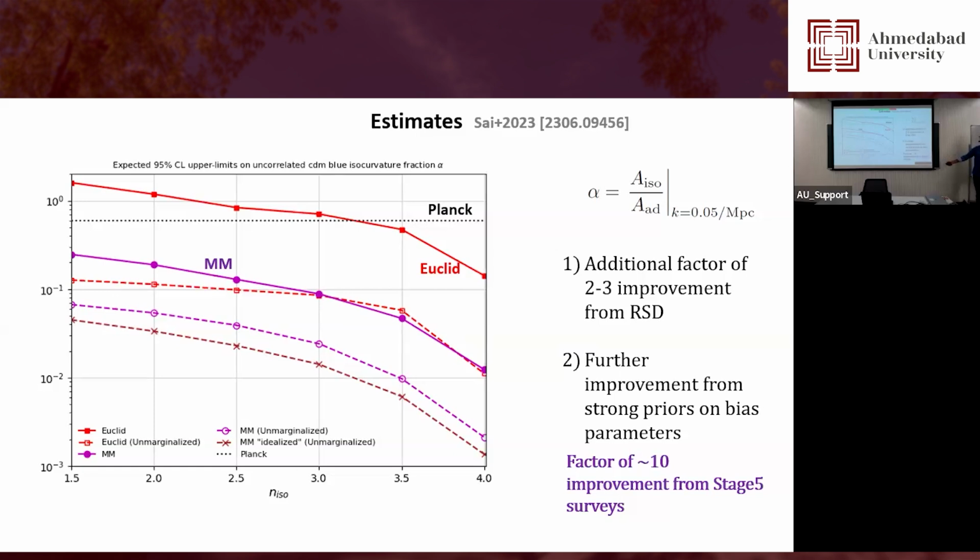Yes, alpha is the y-axis. And this is the slope. Depending upon the slope, the larger the slope, the more sensitivity there is for measuring these isocurvatures.